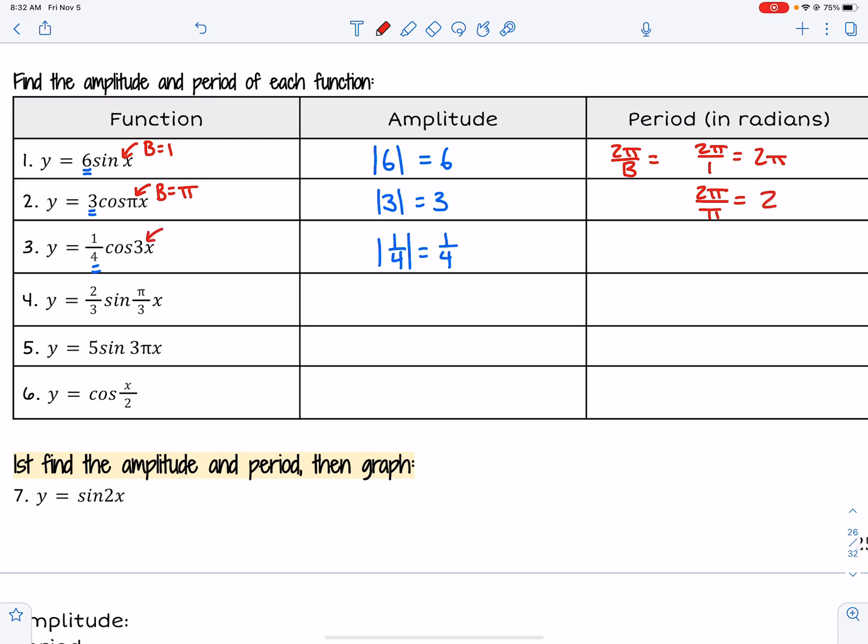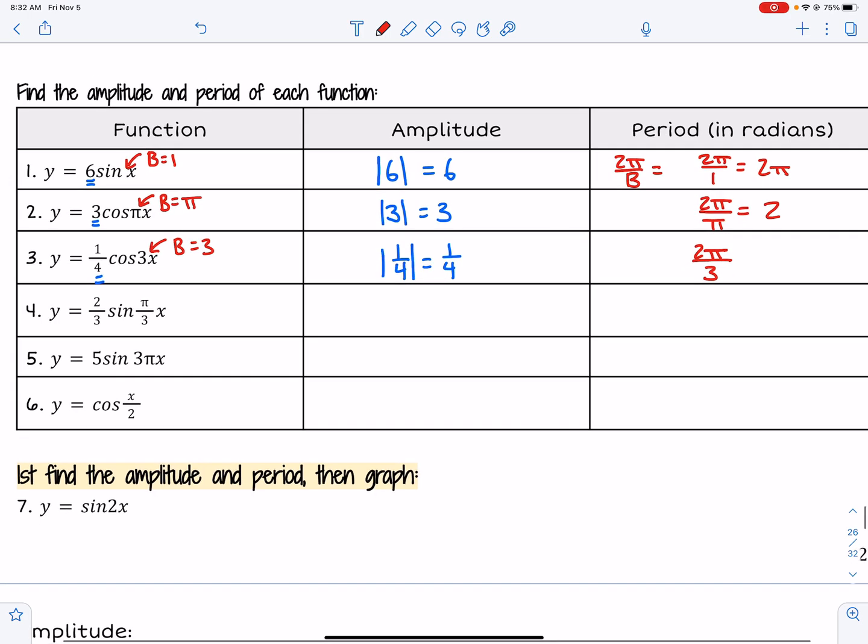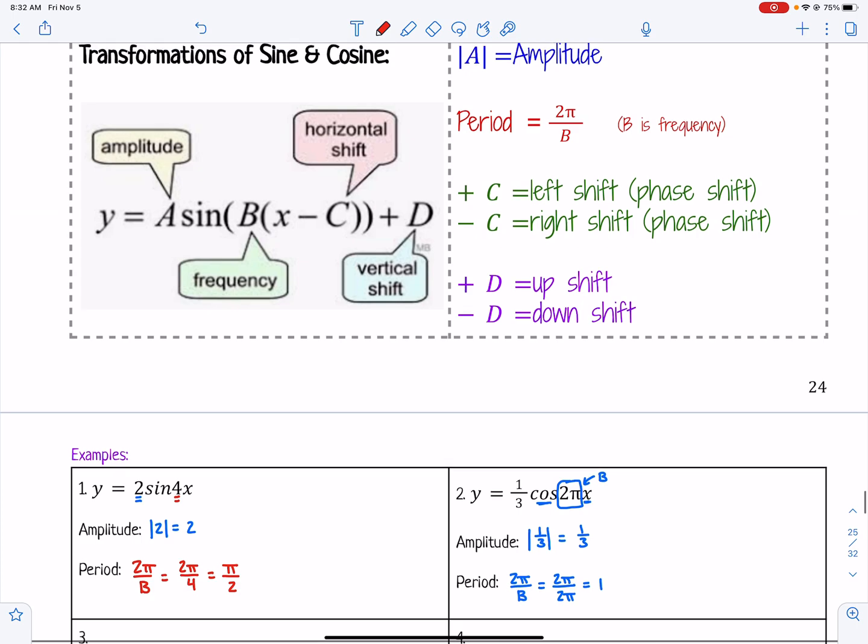All right, and let's look at one more. In this case, the B would equal 3, so we would say the period would be 2 pi divided by 3, and you can just leave it like that. You don't have to reduce it or rewrite it as a decimal. Okay, so that's it for some notes on translating sine and cosine.